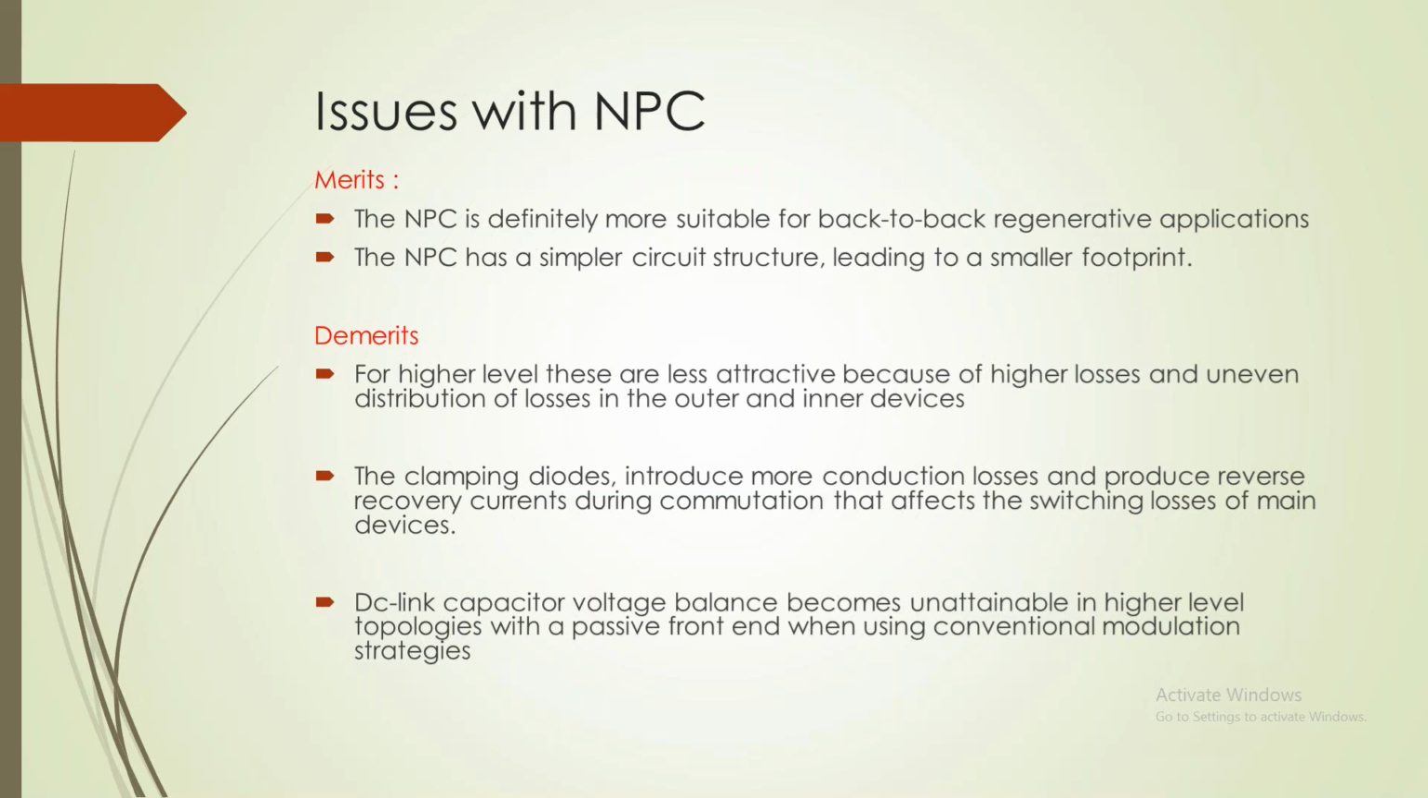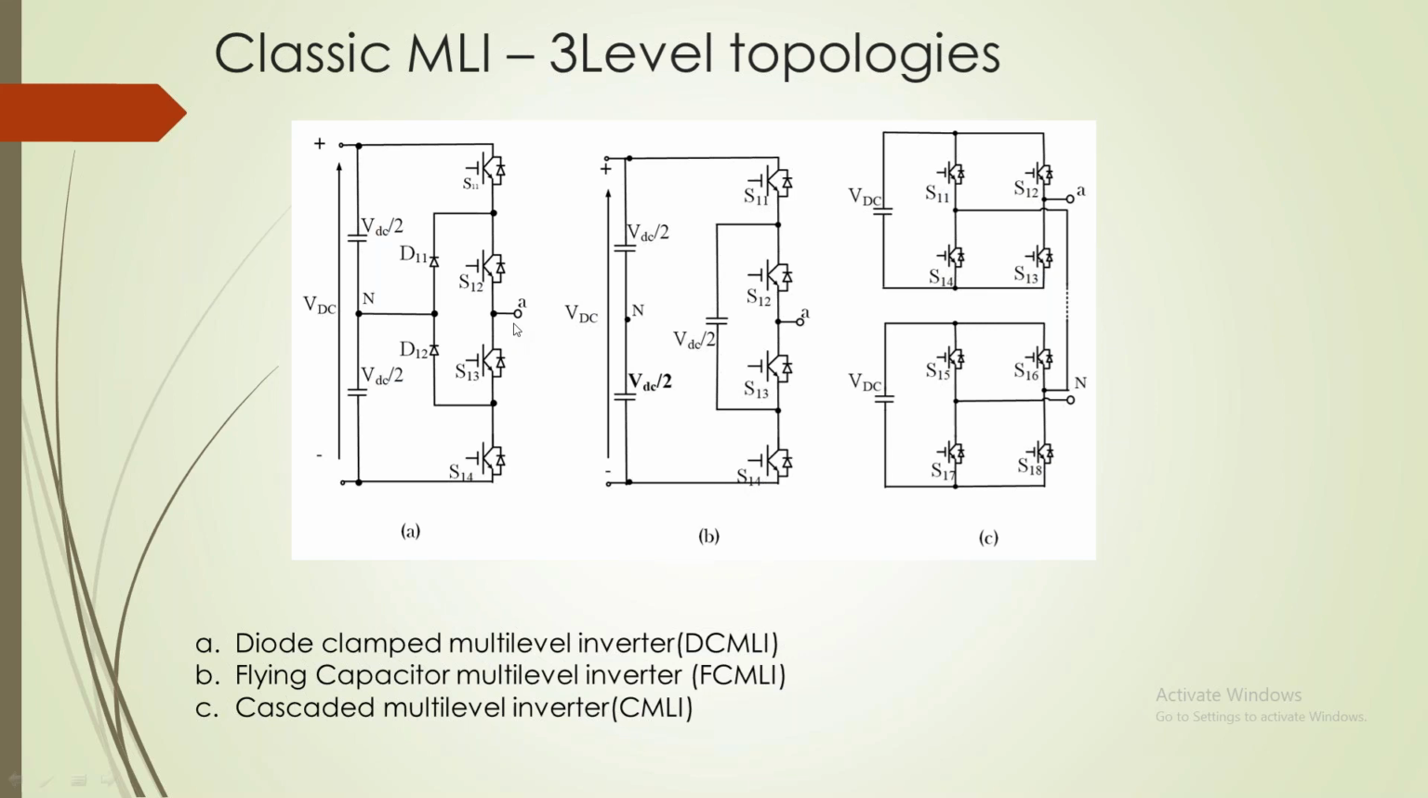Now, why am I calling it neutral point clamped multi-level inverter? The other name for neutral point clamped multi-level inverter is diode clamped multi-level inverter. Diode clamp multi-level inverter is also called neutral point clamp multi-level inverter. At three level, it is called neutral point, a midpoint, right? So for three level, a neutral point is accessible.